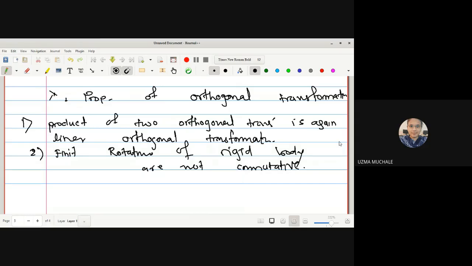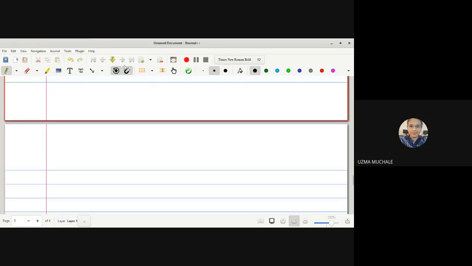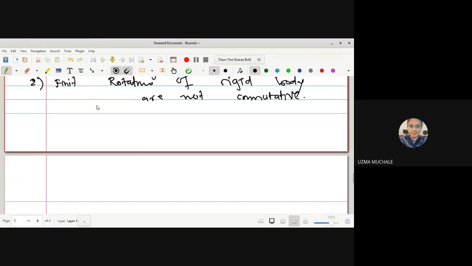For that, let us consider two successive orthogonal transformations, right? First, we will consider the transformation from x to x dash, then the transformation from x dash to x double dash. The first coordinate system is x, y, z. The second is x dash, y dash, z dash. And the third coordinate system will be x double dash, y double dash, and z double dash. Okay.